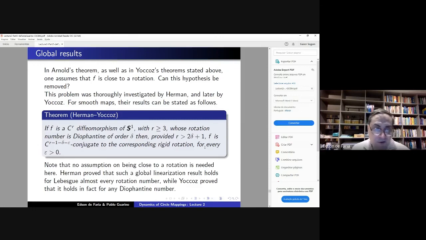And again, I stress the fact that this is a global result. There's no assumption here on F being close to a rotation. Okay, so this is really a global result. It was stated like this, but the story is that first Herman proved this linearization result for Lebesgue almost every rotation number without really telling the class. And Yoccoz was the one who actually showed that this theorem is valid for every Diophantine number, okay?